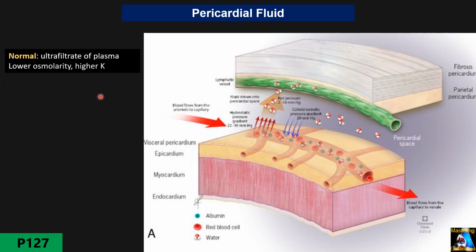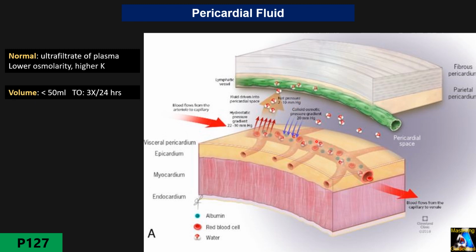Generally speaking, the pericardial fluid is formed by ultrafiltrate of plasma between the capillary, the space, and lymphatic vessels, and the changes of the osmotic pressure, colloid pressure, and hydrostatic pressure, those differences create that mechanism of ultrafiltration of plasma. The amount of potassium in the pericardial fluid is a little higher than the plasma, and osmolarity is lower.